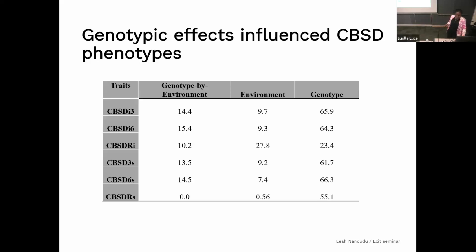So back to my work, we wanted to ask whether what we were observing in the C2 population was due to genetics, environment, or genotype by environment interactions. So we did partition the variance, and you can see that for the C2 population, most of the traits that we measured, CBSD incidence and severity, were highly genetic, while when it comes to genotype by environment interaction, you can see for root severity scores that G by E is 0, right? So what we see is due to genetics or the environment.